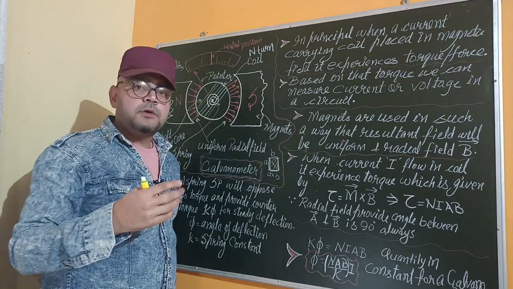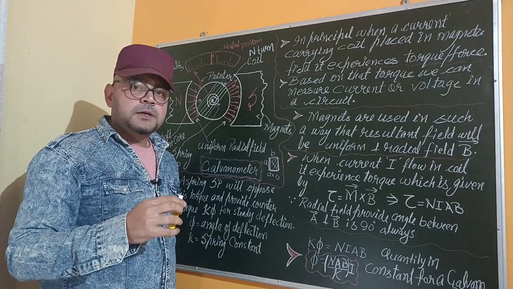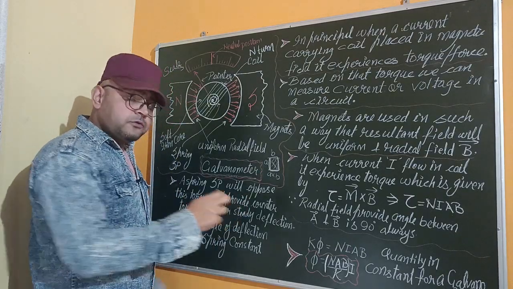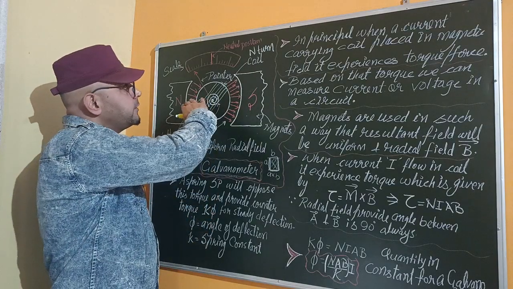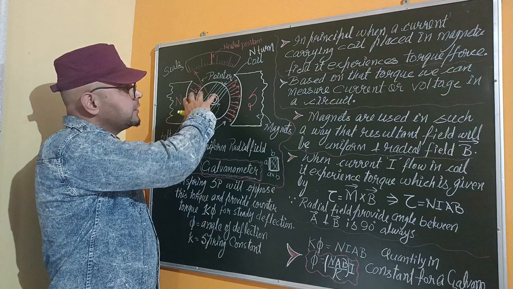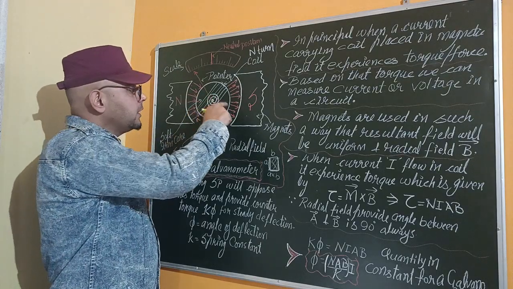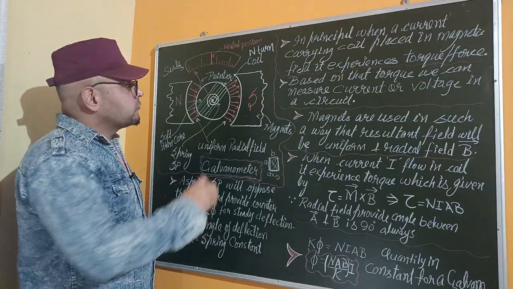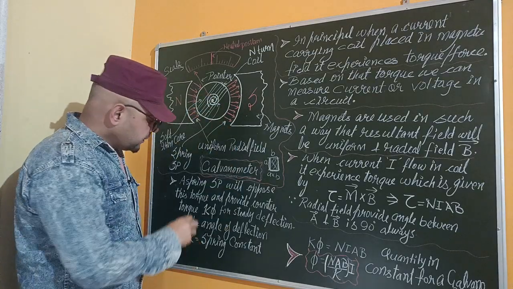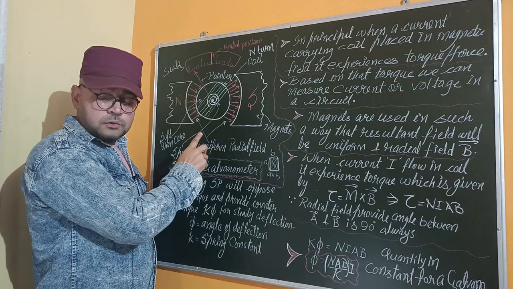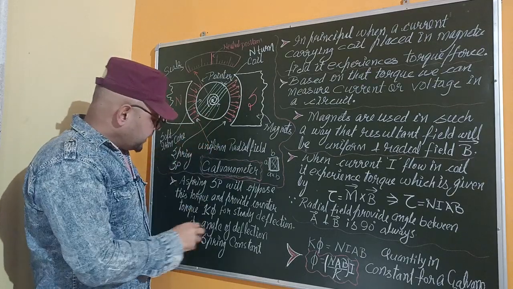What is the utility of this spring? This spring will provide counter torque for steady deflection. Otherwise you will have a very random and very fast deflection when this coil is subjected to a magnetic field. So to have a balanced or steady deflection, so that we can measure the amount of current, we use this spring to counter this torque.